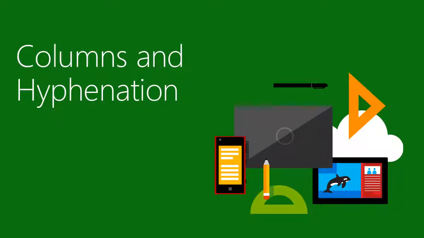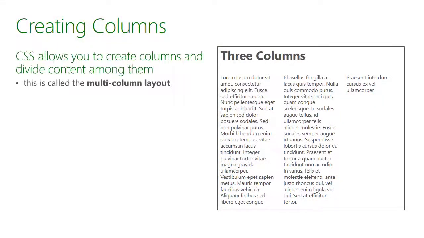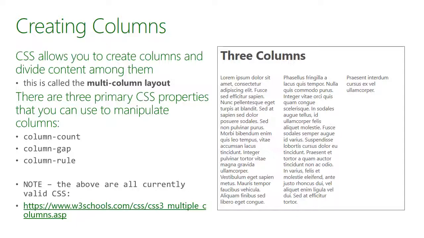Let's have a look at columns and hyphenation. Creating columns. Well, CSS allows you to create columns and divide content among the columns. This is called the multi-column layout. There are three primary CSS properties that you can use to manipulate columns. These are column-count, column-gap, and column-rule.